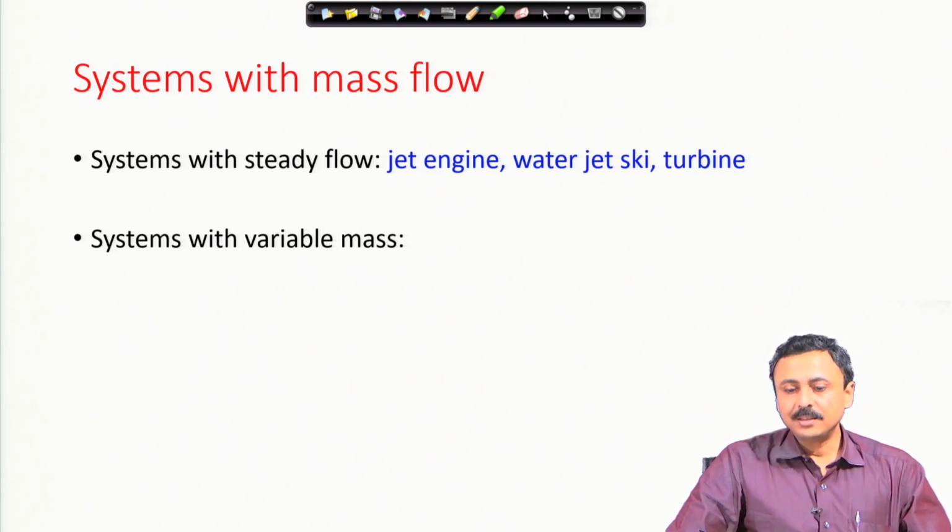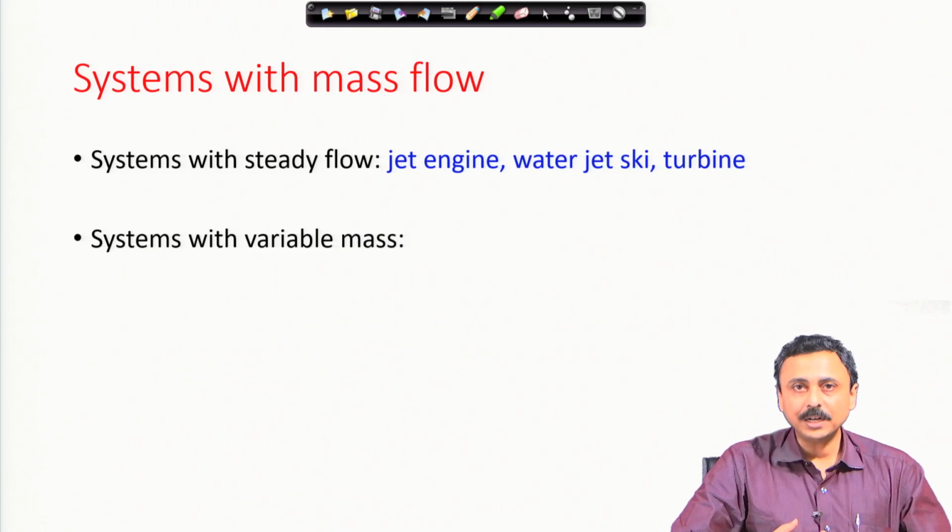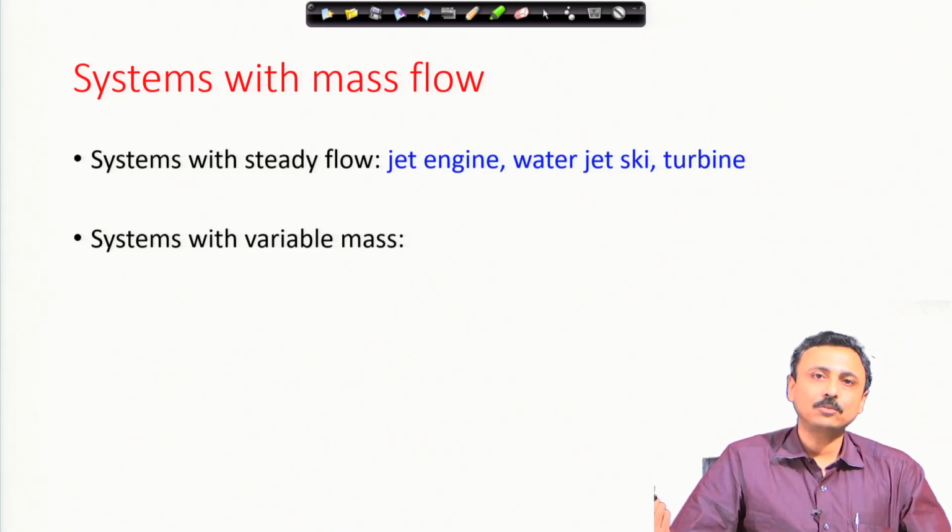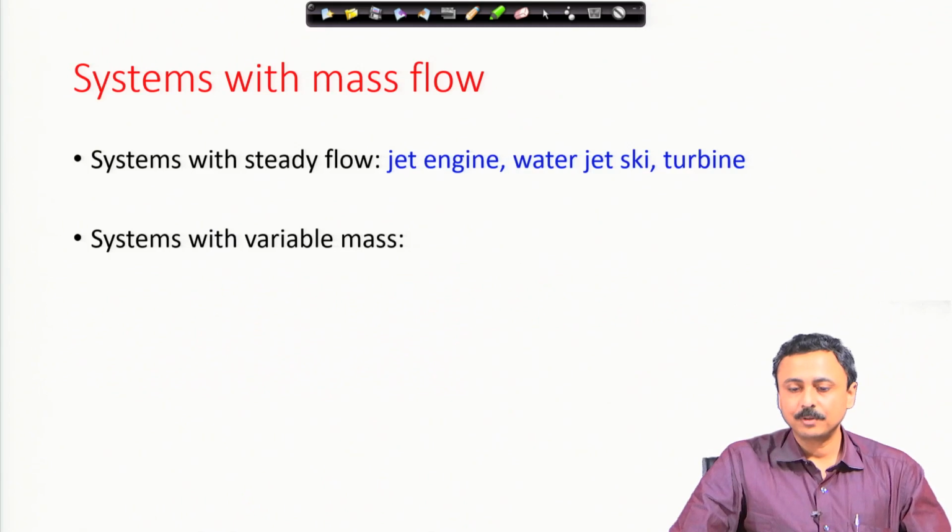Then the water jet ski. Nowadays amusement parks have water jet skis which take in water from the front inlet and eject that water at very high velocity from the rearward nozzle in the rearward direction, and that propels the jet ski. Turbine, once again hot gases move through the turbine, and that is an example of a steady mass flow. It generates the force or the torque which drives the turbine.